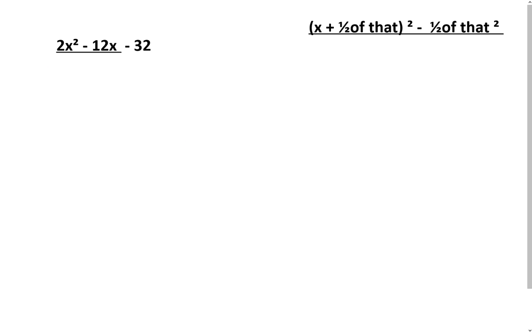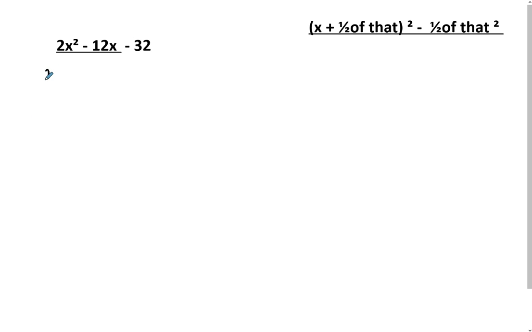Okay, so we've got 2x squared minus 12x minus 32. If you feel comfortable, just pause the video, try and do it, and then if you have any problems, then watch how I work it out. If you don't have any problems and you can manage it really well, then just check that you've got the answer. Okay, so again, leave the minus 32 for the moment.